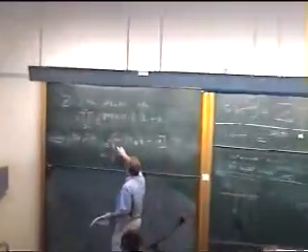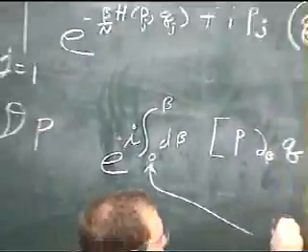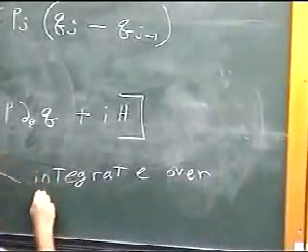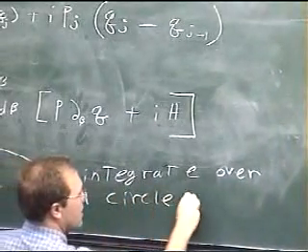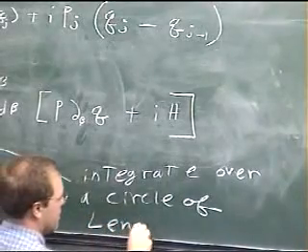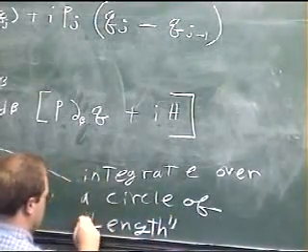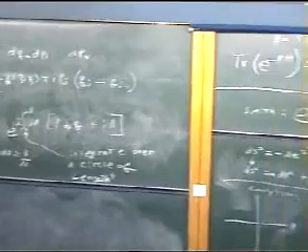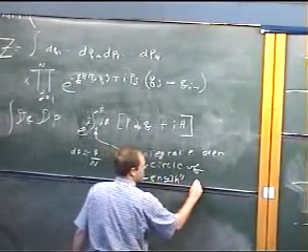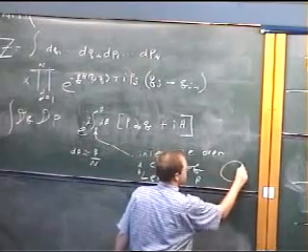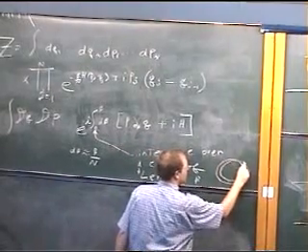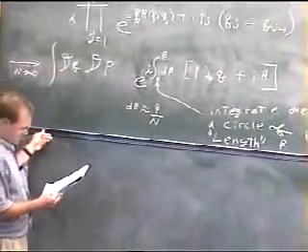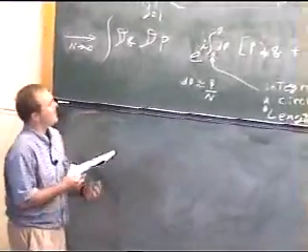So here what we really mean, more specifically, is to integrate over a circle of length beta. And by the length of the circle, what I mean is here's the circle. If I start here and measure all the way around, that's beta. Okay, that's what we're really doing. All right. Good. Okay.